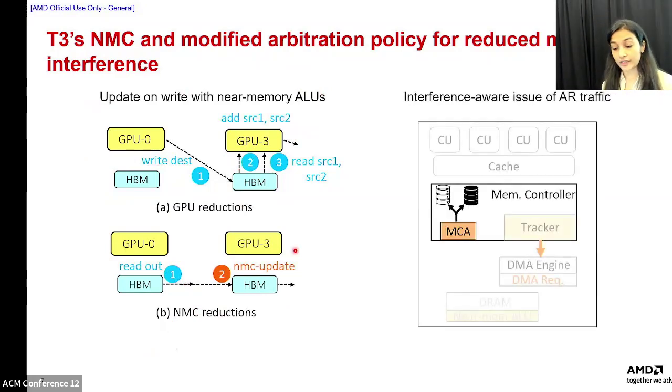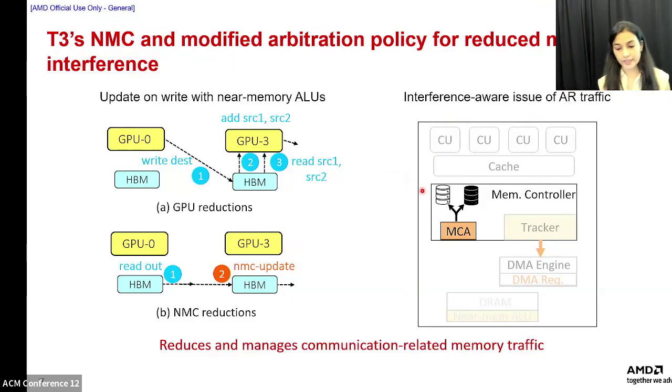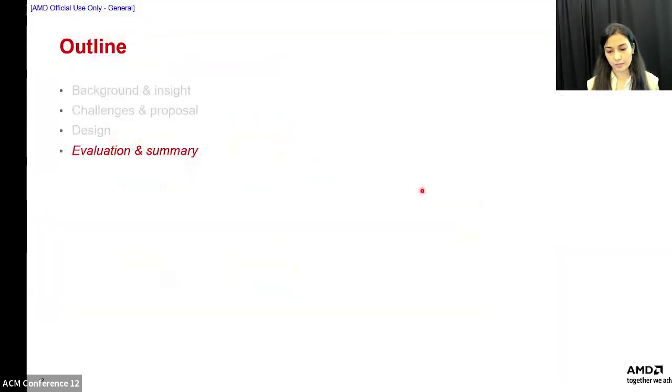In addition, T3 also modifies the memory controller arbitration policy to prevent GEMM reads from being stalled because of DMAs. So basically, it prioritizes GEMM read accesses and only issues DMA accesses once the DRAM queue occupancy is low. Overall, these two solutions reduce and manage the amount of traffic that communication introduces. With that, I'll briefly describe our evaluation and summarize the talk.